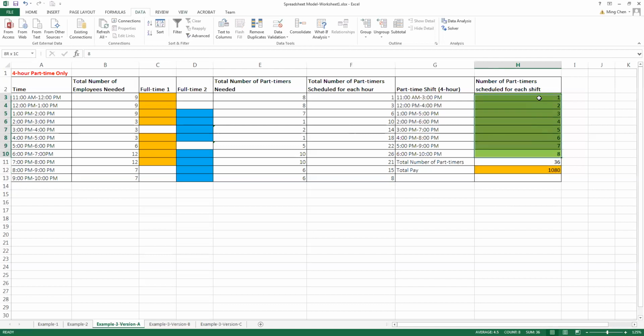Second element we need to be clear about is what is your decision variable. So clearly these green numbers are decision variables. I need to determine how many people I need to hire for each possible shift. Those are the decision variables.